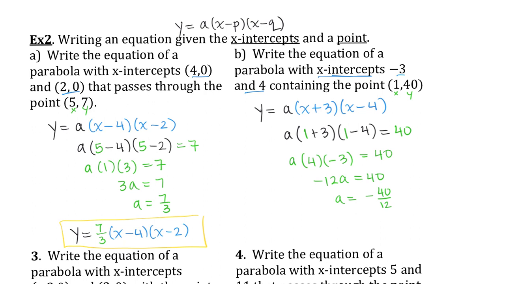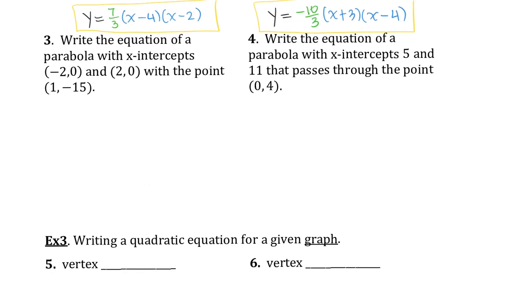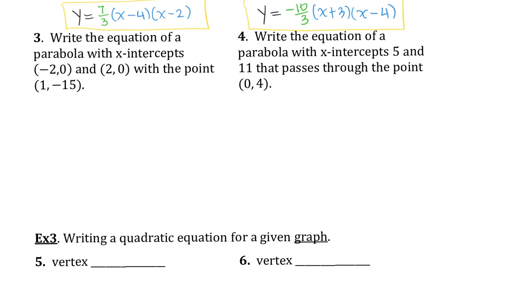Can we simplify this? Yes, please. What can we divide it by? 4. Negative 10. 12 divided by 4 is 3. So negative 10/3. Okay, and that's my nice equation. Don't worry about the a being a fraction. We just don't do it when we graph it a lot, because we just don't want to graph it. But when we're writing an equation, we don't mind fractions. Okay, try the next two on pause, and unpause when you're ready to check your answers.